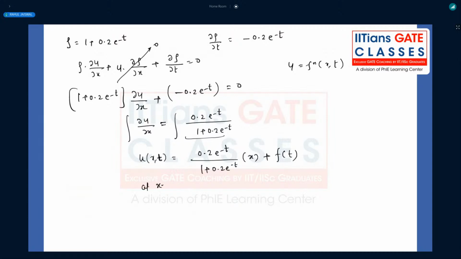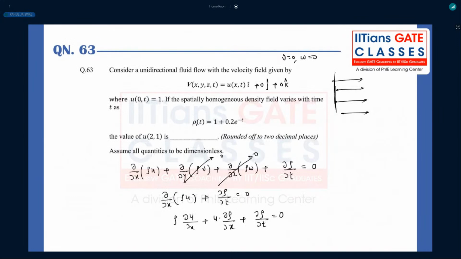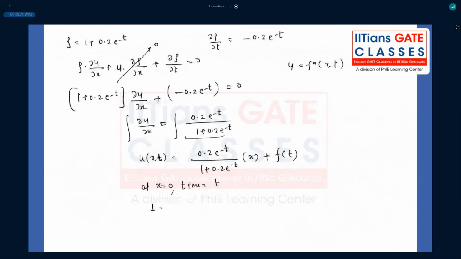So at x equal to 0 and time equal to t, what have they given? They have given the value u is equal to 1, right? So put those values. At x equal to 0, this whole term will be 0 plus f of t. So f of t will be 1. So u of x, t, we need to find, can be written as 0.2 e to the power minus t over 1 plus 0.2 e to the power minus t, times x, plus 1.